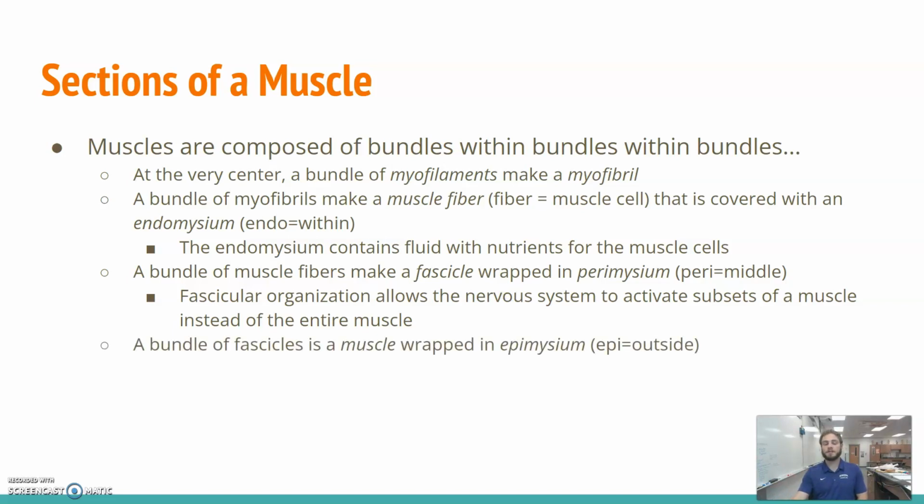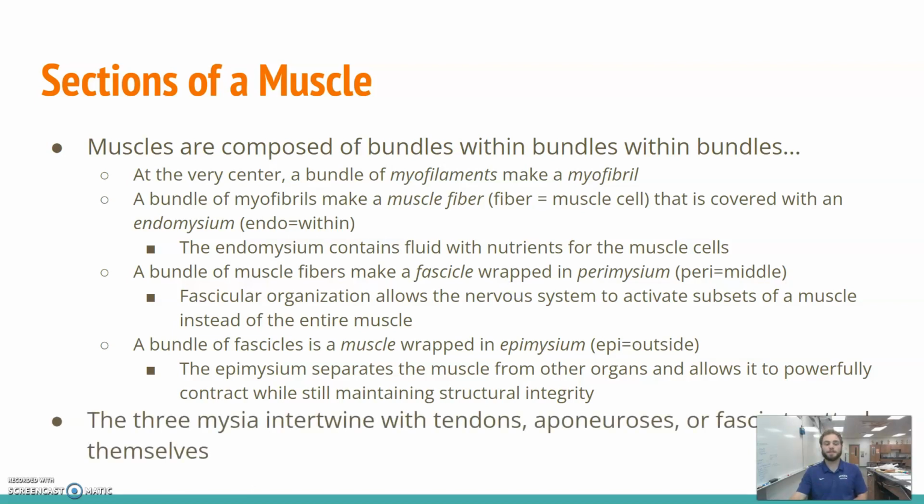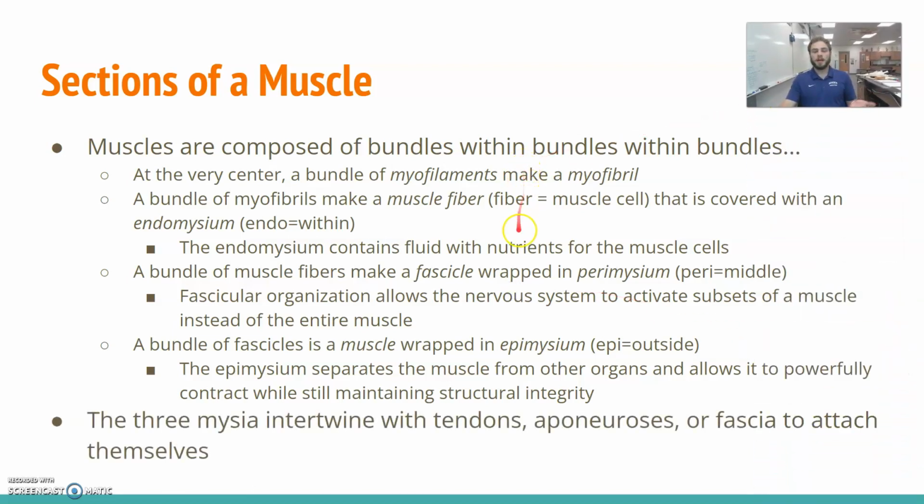A bundle of fascicles is going to give us a full muscle wrapped in an epimysium. The epimysium is what separates the muscle from other organs, muscles, tissues, or whatever it is around it. It allows that muscle to stay intact while contracting so that structural integrity can be maintained. The three mysia, the endo, peri, and epimysium, are going to intertwine. And eventually, at the ends of the muscle, they're going to insert into tendons, aponeuroses, fascia, whatever it might be, in order to attach that muscle to whatever that muscle is pulling on.